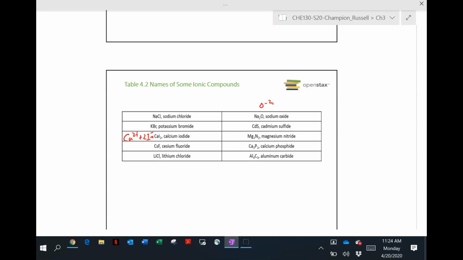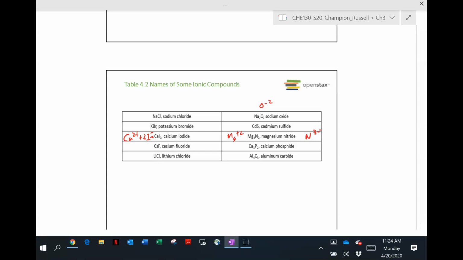Cadmium sulfide, both of those have charges of 2. Cadmium's +2, sulfide is -2. Magnesium nitride, the nitrogen's -3, and the magnesium's +2. So when we cross those charges, we get Mg3N2 for magnesium nitride.